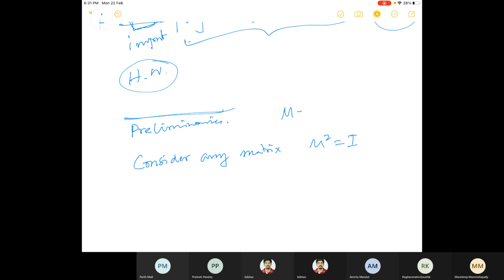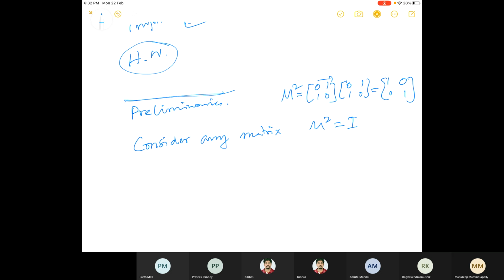Okay, let me check. M is equal to 0, 1, 1, 0, and take M square, which is 0, 1, 1, 0. Let us multiply and check what is happening. 0, 1, then 0, 1, it is 1. 0, 1 goes to 1, 0, it is 0. 1, 0, 0, 1, it is 0, 1. Oh, this is identity. Okay, so M square is identity.